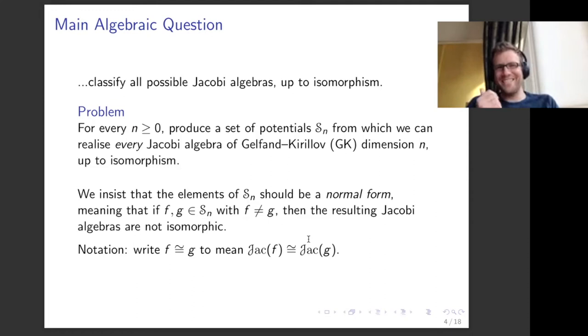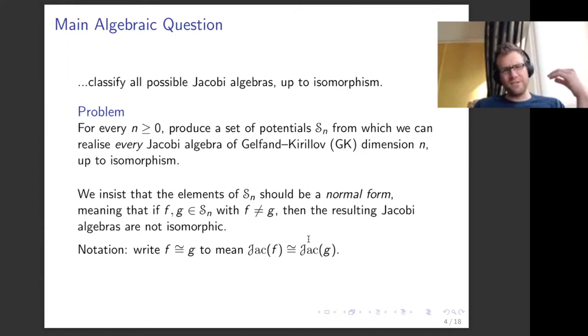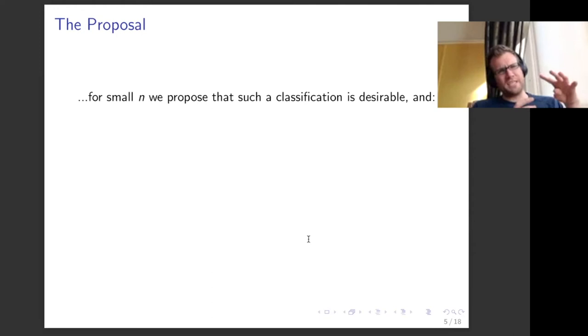And so here's our proposal. I'm going to tell you what the proposal is, and then I'm going to try to back up that proposal with some evidence and some results. And so here's the proposal. The proposal is that at least for small n, first of all, the classification is desirable.